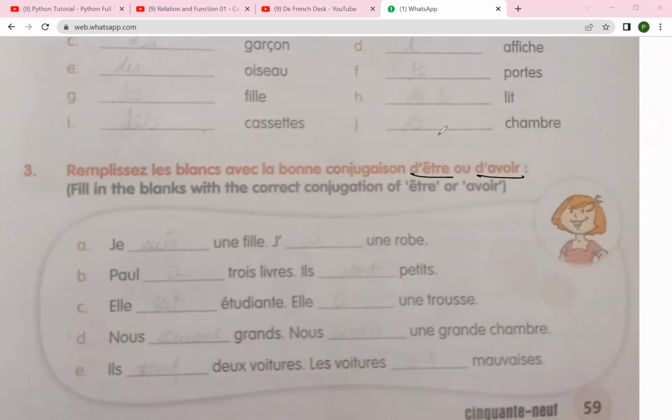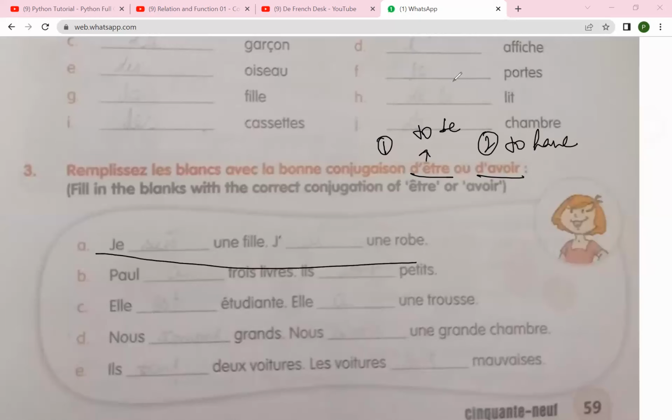So first step would be to know the meanings of these verbs. Être means to be, I am, she is, he is, you are, and so on. And avoir, we just discussed, I have, you have, and so on. So this is to have. Okay, next we try to read the sentence and decipher the meaning.